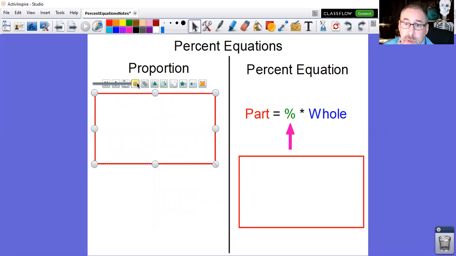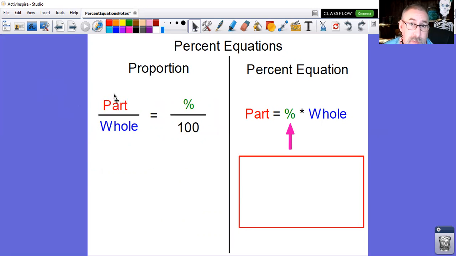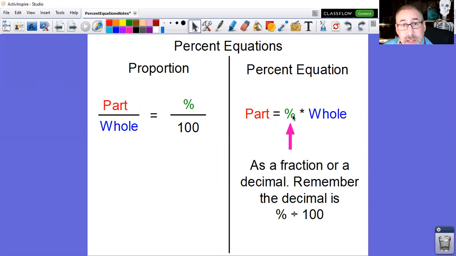All right, so if we have a proportion, of course, we have the part over the whole is equal to the percent over 100. We've learned this before as is over of is equal to percent over 100. Now the percent equation uses those same parts or pieces. We have the part is equal to our percent times the whole. Now the key thing about this method is that the percent is going to be done as a fraction over 100, or you're going to convert the percent into a decimal. So again, the percent is written as a fraction over 100, or you convert it to a decimal.